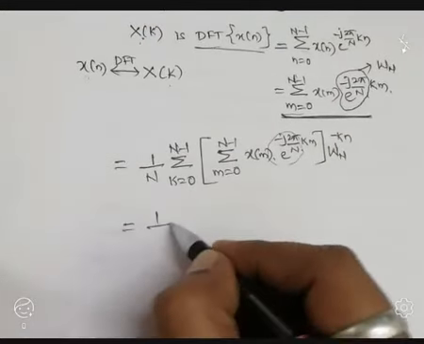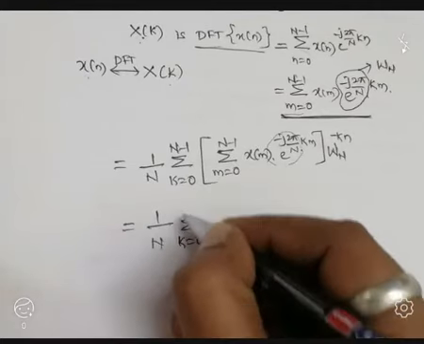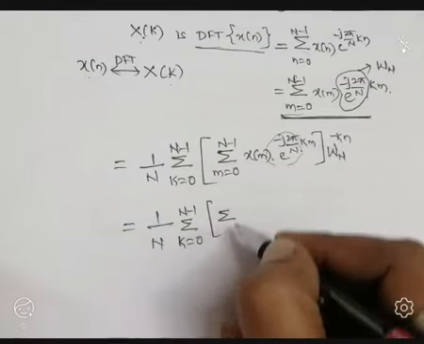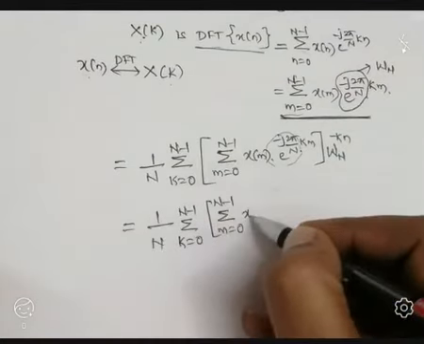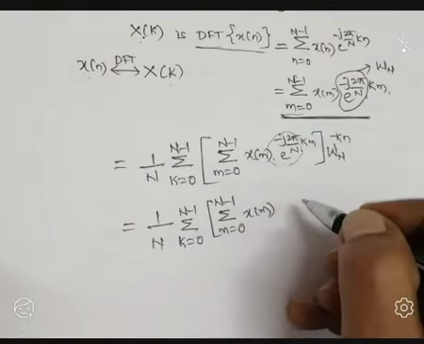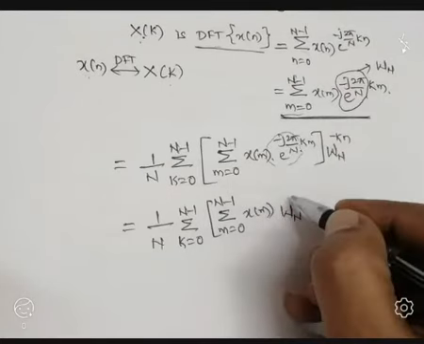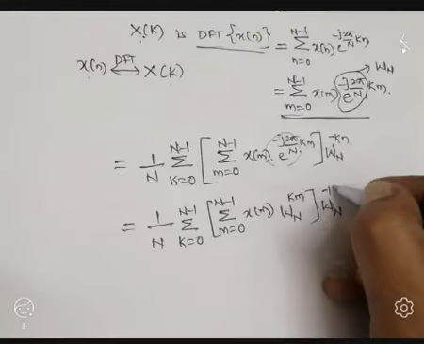1 by n, summation k equal to 0 to n minus 1, summation m equal to 0 to n minus 1 x of m, and I'm going to substitute the definition of twiddle factor. It becomes W of n. This is the definition of twiddle factor. The remaining term as it is, km multiplied by w of n into minus kn.